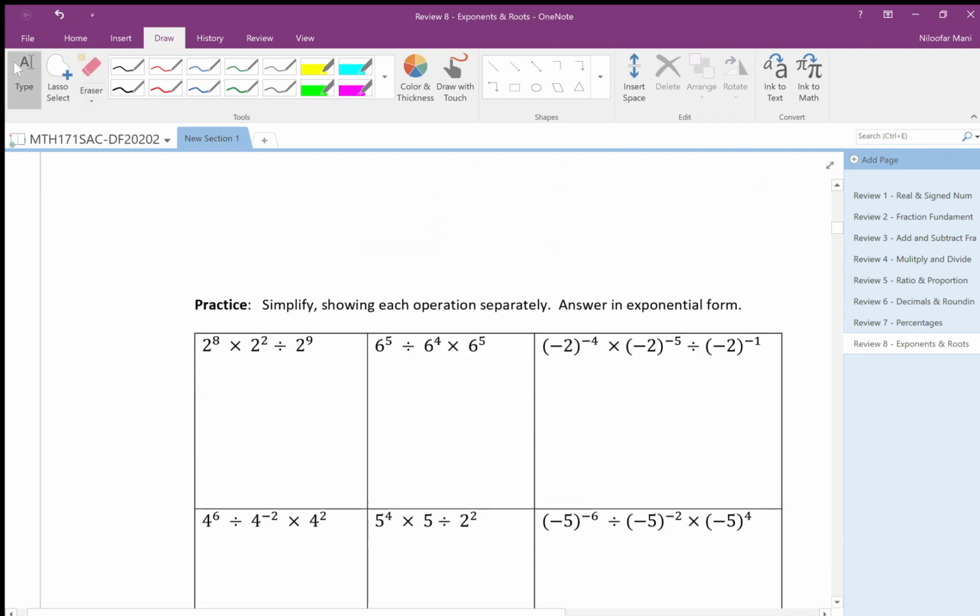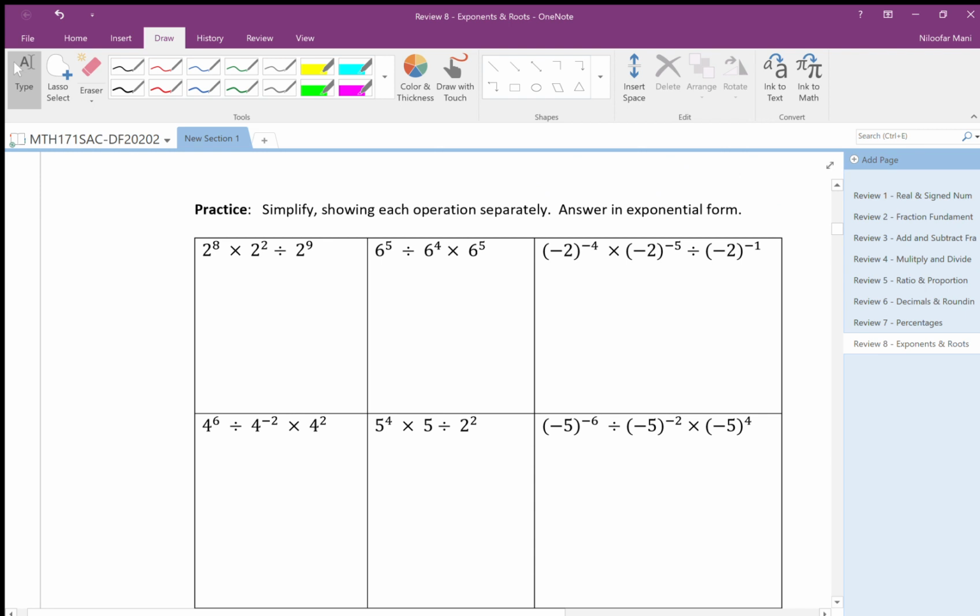Okay, so now we work here. Remember, if I give you this way, I want you to show me the steps. So 2 power 8 plus 2 minus 9, which is 2 power 1. 6 power 5 minus 4 plus 5, which is 6 power 6.